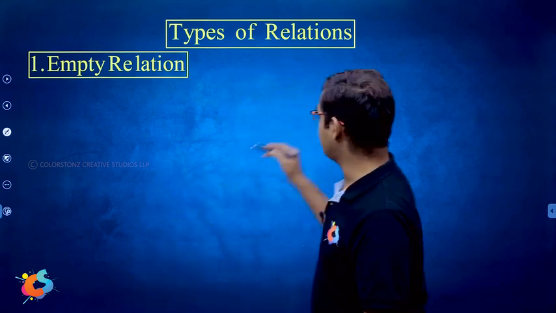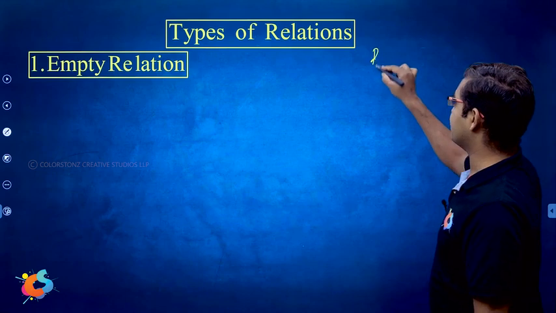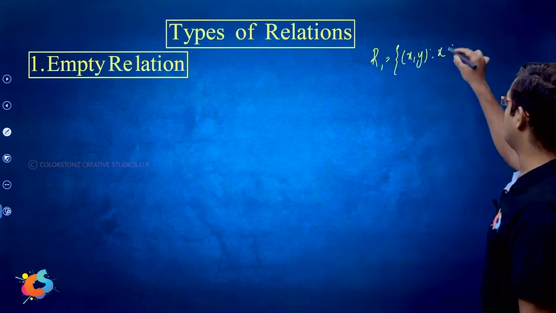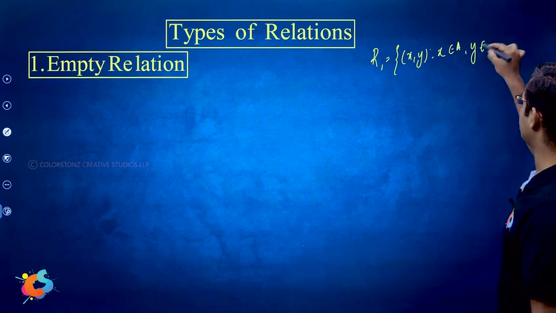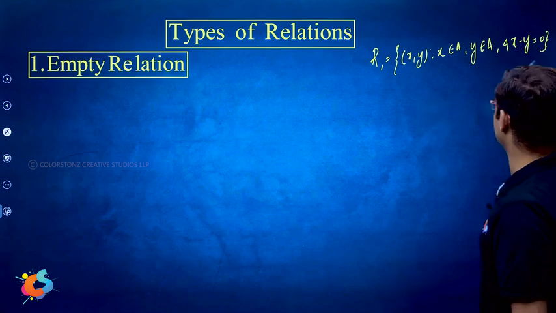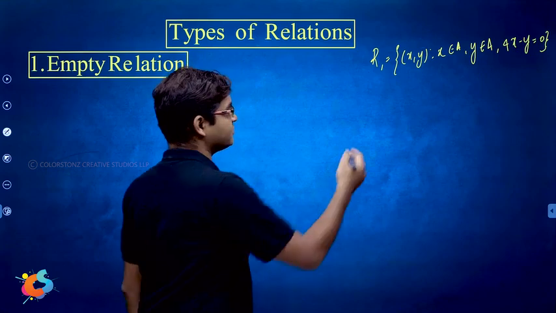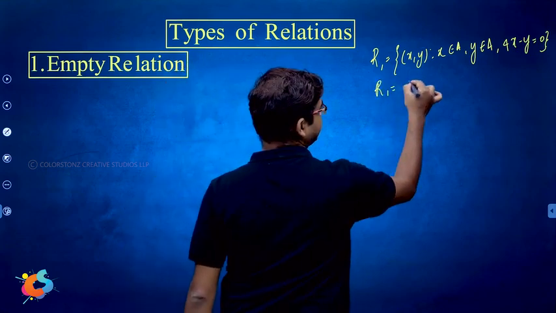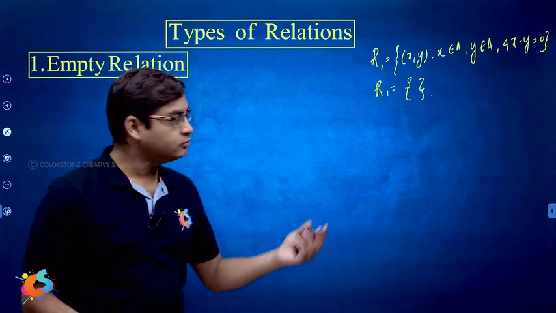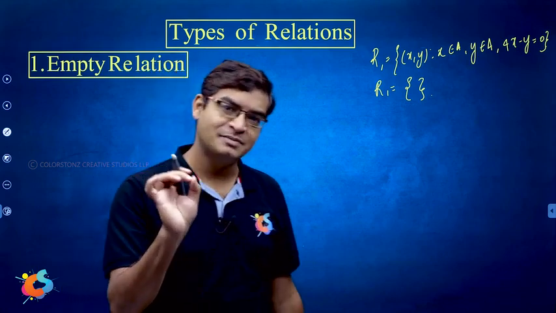Okay, so just before we have seen a relation something like this. We had relation R1, which is having ordered pairs (x, y) such that x belongs to A, y belongs to A, and 4x minus y is equal to 0. So this is an example of an empty relation, because when we are writing the ordered pairs, we are getting a null set. Clear?